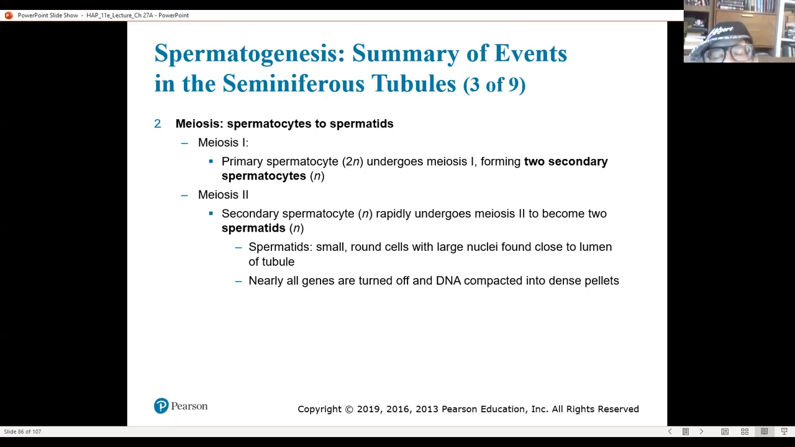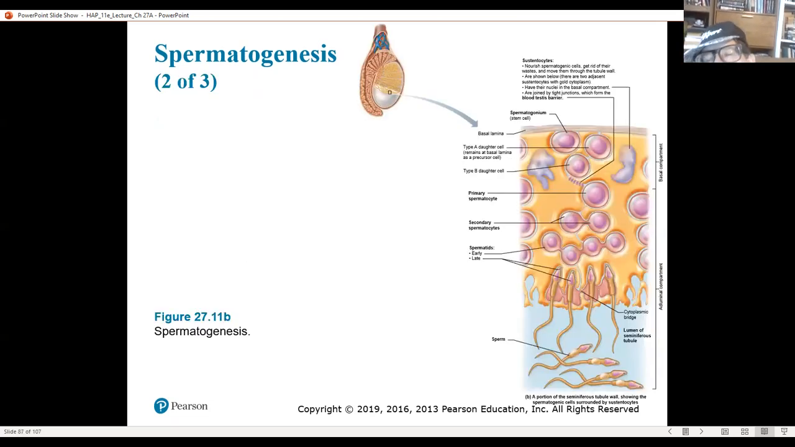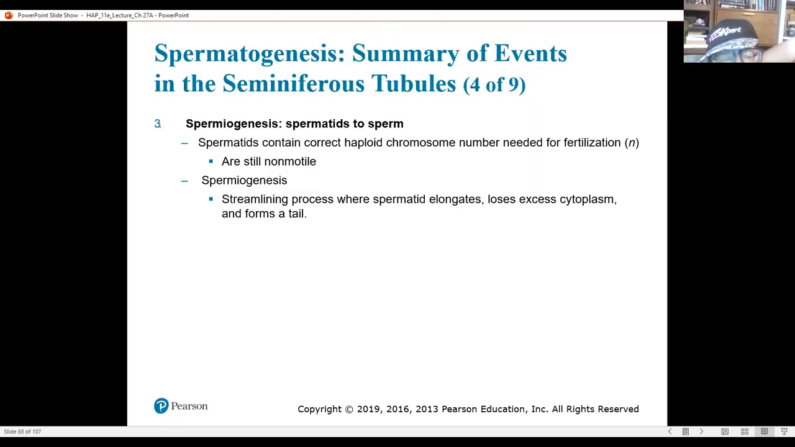Spermatids are small, round cells, don't look like sperm, don't have a tail or midpiece. Round cells with large nuclei, they're close to the lumen of the tubule. Nearly all their genes are turned off, and DNA is compacted into dense little pellets. It's easy to transfer that way. So these 4 spermatids are going to grow up. They will eventually get longer, grow a midpiece, grow a head, and an acrosomal process on the top of what will be the head.